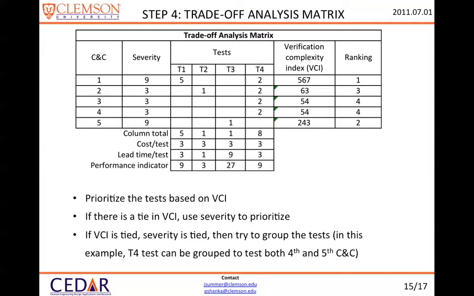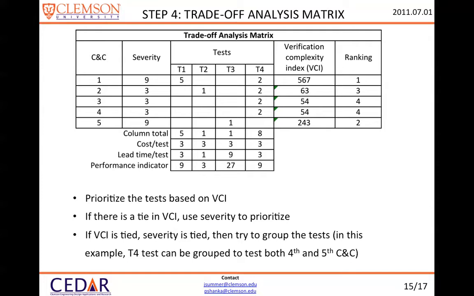If you take a look at the VCI, there is a tie for the third and fourth requirement, isn't it? In certain cases, such a situation can be resolved by looking into the severity number. Whereas in this example, we do not have that opportunity. But because both of these requirements have the same participating test and it is repeated the number of times, there is a potential opportunity to group test T4 and push up the order in the priority list.